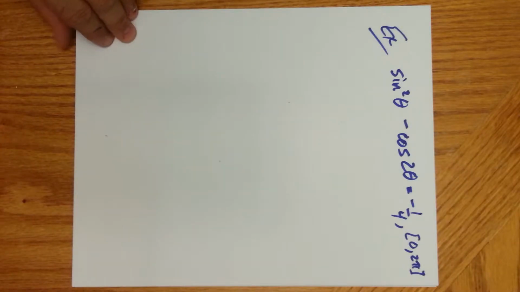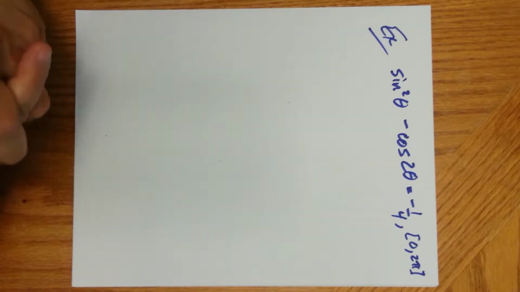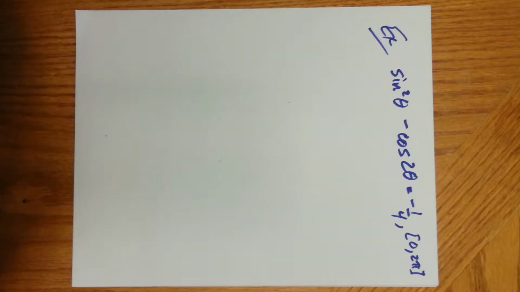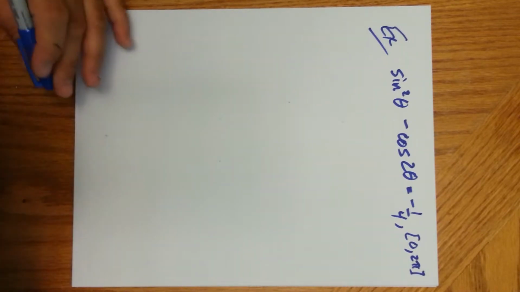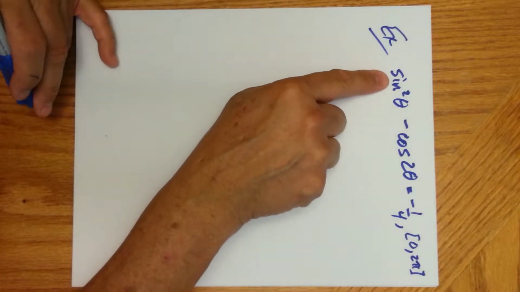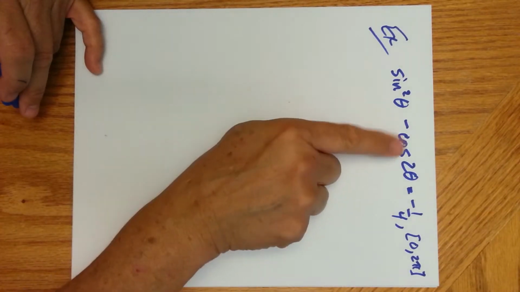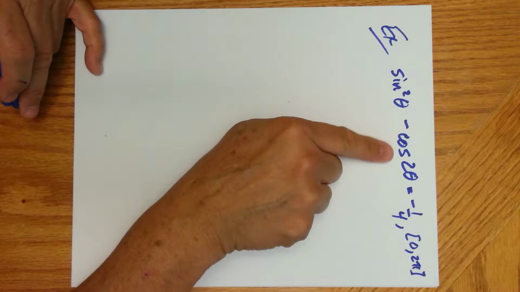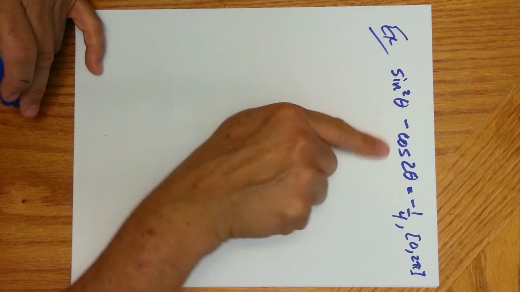So in this example, we're looking at sine squared theta minus cosine 2 theta equals -1/4, and we're looking for solutions from 0 to 2 pi. My thought process is I have a second order equation, a power of 2, and that's sine, and then I have a different trig function, which is cosine, and it's a double angle. So this is really different.